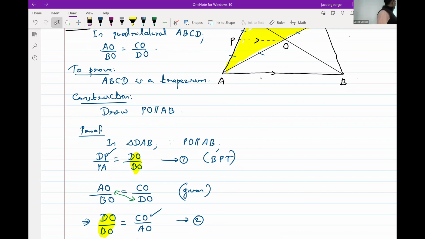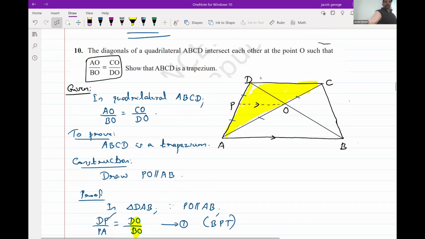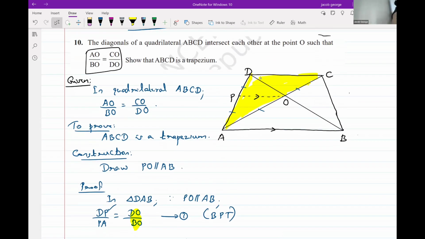Is it clear? Now look at equation 1 and 2. What part is equal? So we can equate these two, right? So we equate DP by PA is equal to CO by AO. Are you getting? Yes. Now look at the diagram. DP by PA equal to CO by AO means what can you write by converse of BPT?